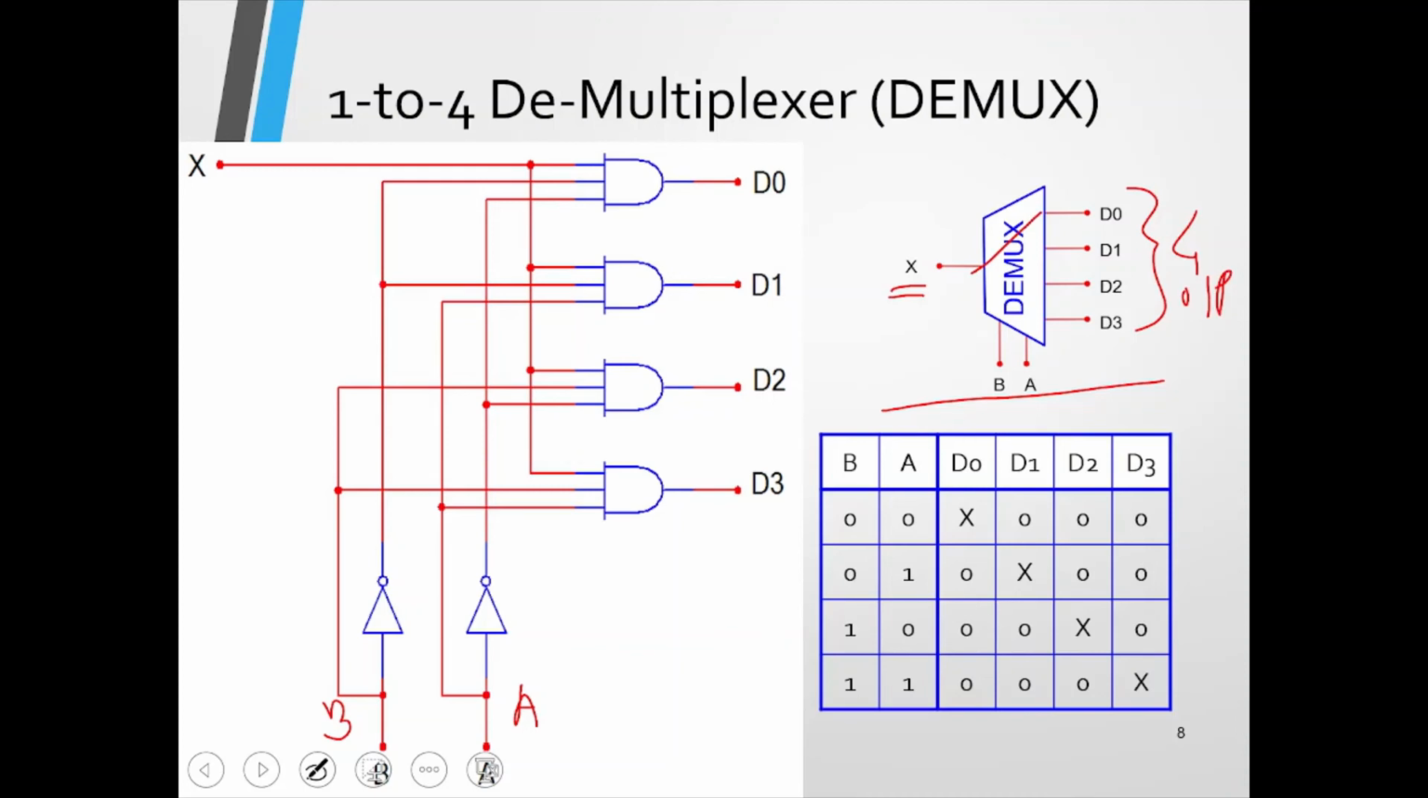Now here it is opposite, meaning we have only one input and 4 output lines, right? So this X will be connected to either D0, D1, D2 or D3, depending on the status of these select inputs. These are the select inputs.